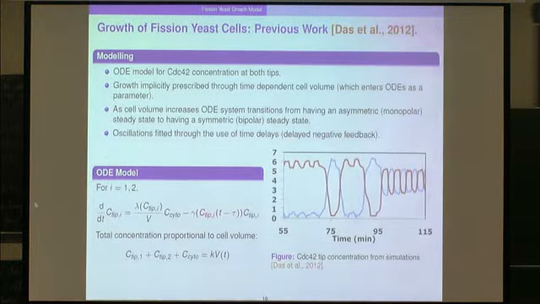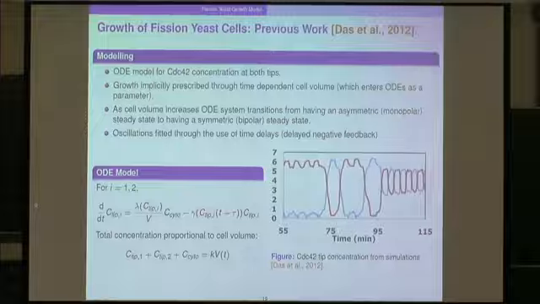And they could show actually that you can't get the oscillations out of their model as it was, and to get oscillations they introduced this delayed negative feedback. So the decay rate was enhanced by the value of CDC42 at some previous time. So tau is some strictly positive time delay. And if you implement that, then you get exactly the type of oscillations you see in experiments.